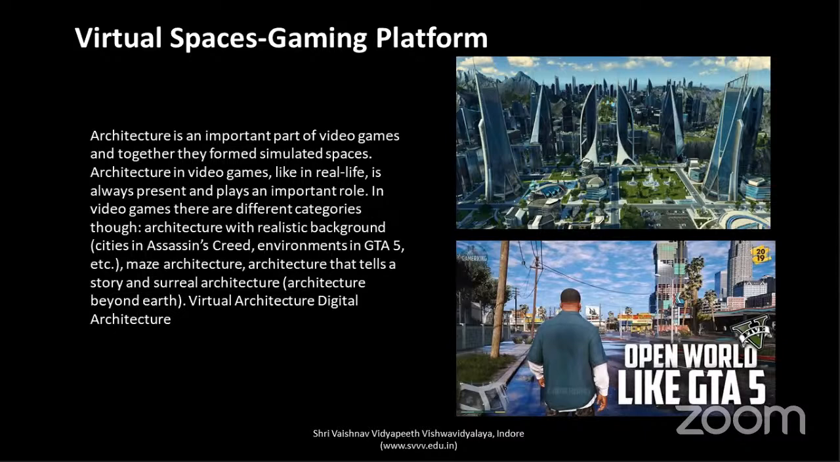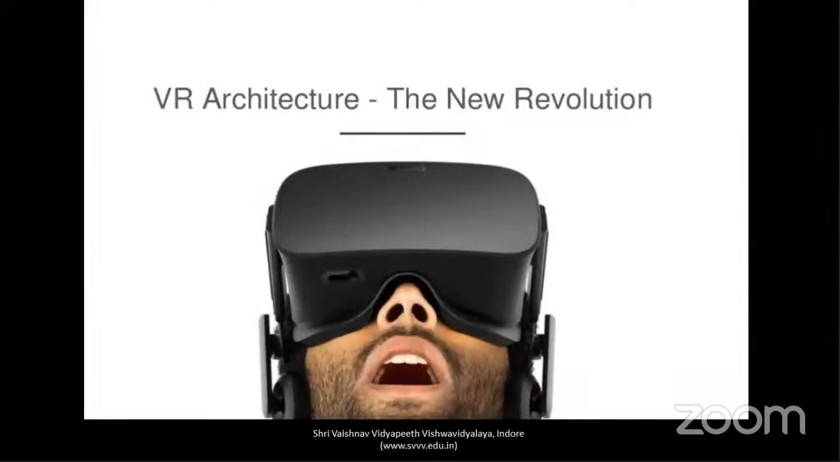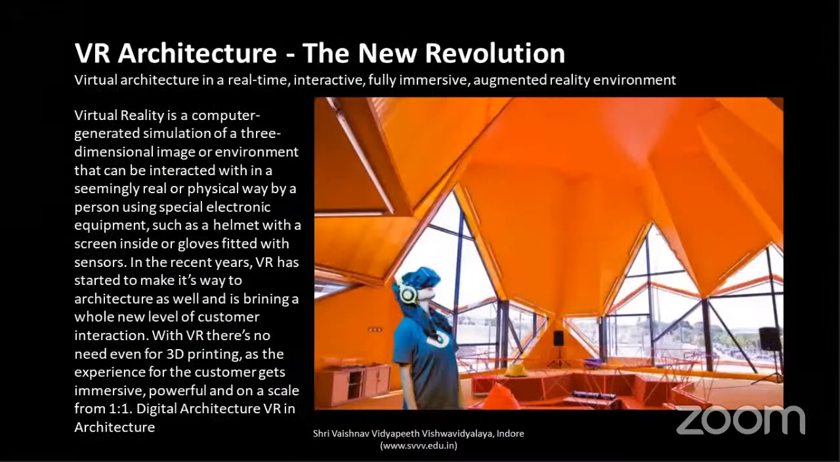All right. So now another technology is VR, the new revolution. VR is virtual reality, a computer-generated simulation of a three-dimensional image or environment that can be interacted with in a seemingly real or physical way by a person using special electronic equipment. So in VR, you have special equipment, like a helmet. Inside there are glove-fitted sensors.